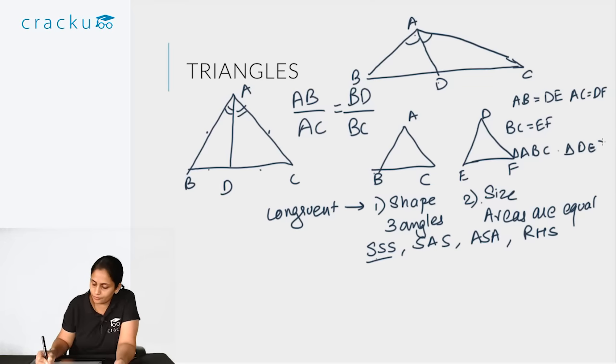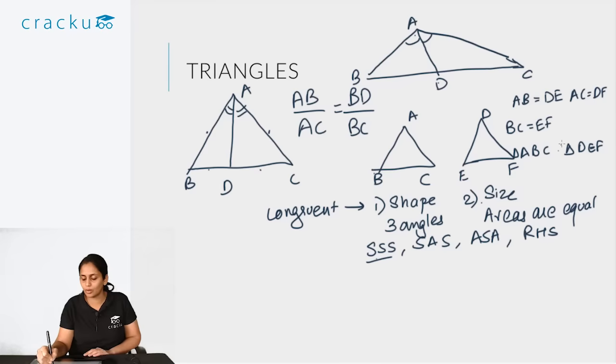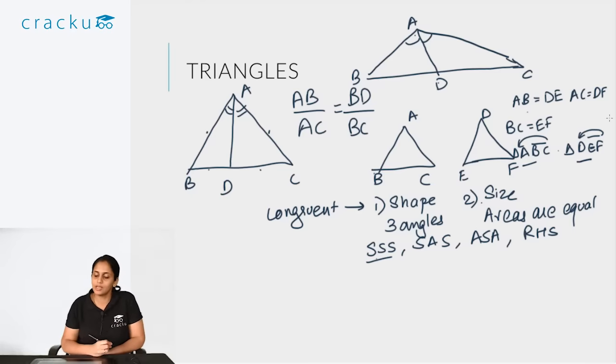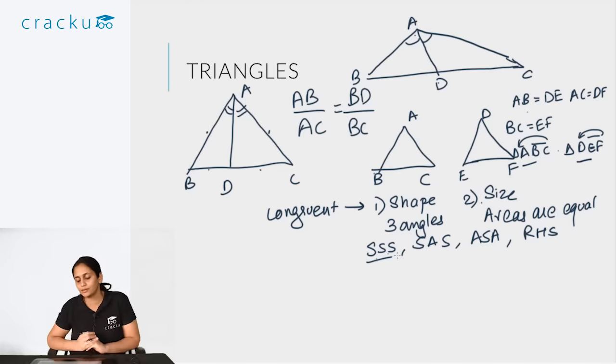So it's important that you write it in the same order as the congruency. If AB is equal to DE, then you should be able to pick out the pairs accordingly. So AB is congruent to DE, EF is congruent to BC and CA is congruent to FD. You should always be careful in what order you write the vertices. So this is basically the SSS test for congruency.